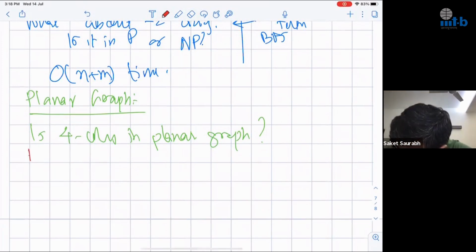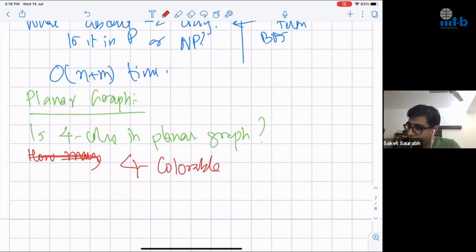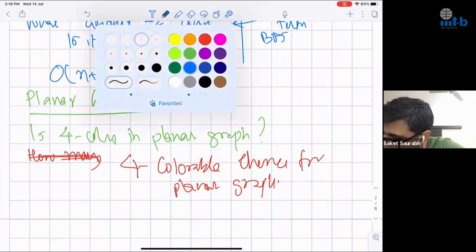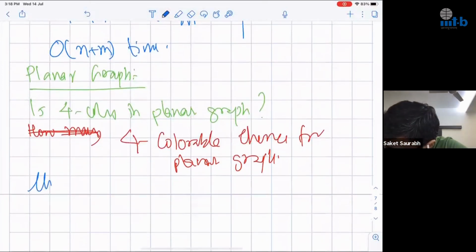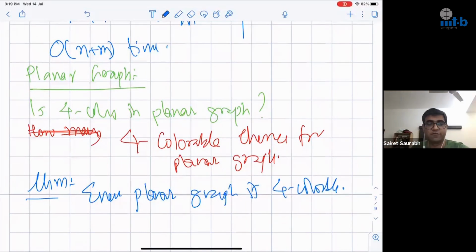How many of you heard about the four colorable theorem for planar graph? So there's a very famous theorem from late 80s, which actually showed this is a theorem. Every planar graph is 4 colorable.